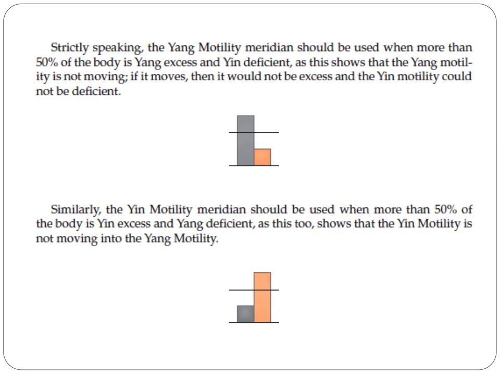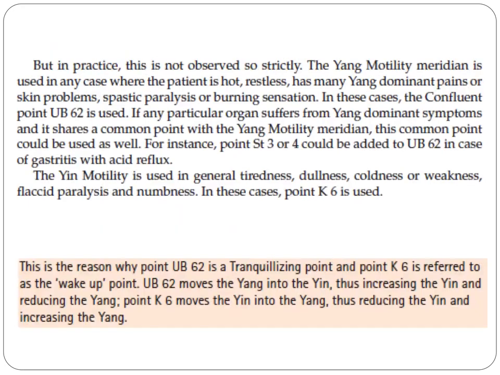The Yin motility is used in general tiredness, dullness, coldness, or weakness, flaccid paralysis, and numbness. In these cases, point kidney 6 is also used. This is the reason why point bladder 62 is a tranquilizing point and kidney 6 is referred to as the wake-up point. Bladder 62 moves the Yang into the Yin, thus increasing the Yin and reducing the Yang. Point kidney 6 moves the Yin into the Yang and thus reduces Yin and increases the Yang.